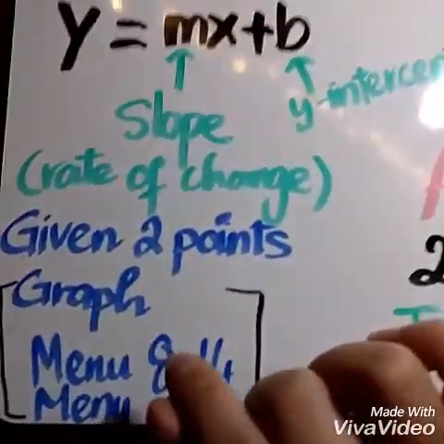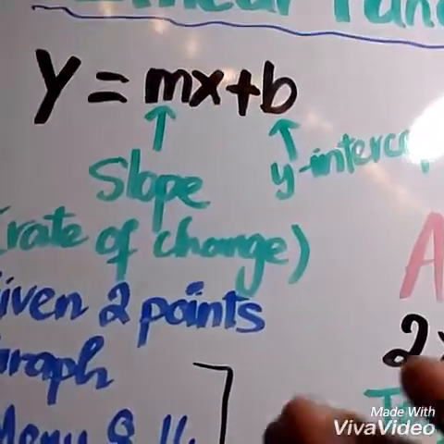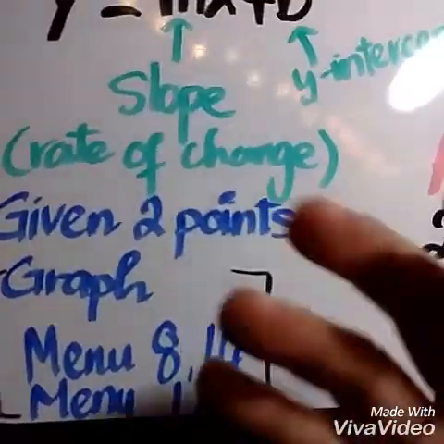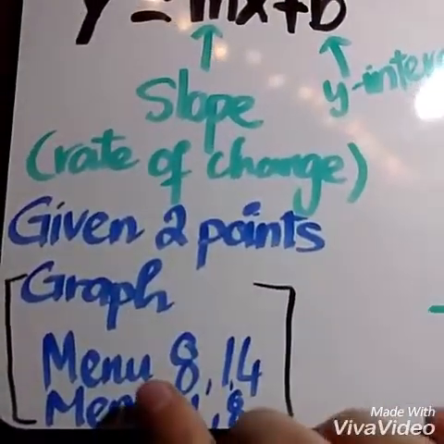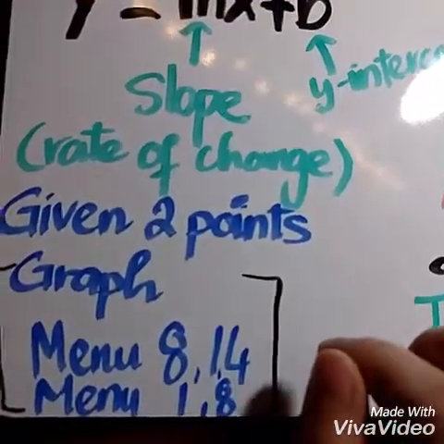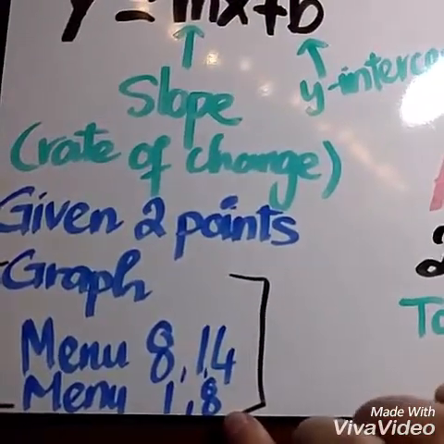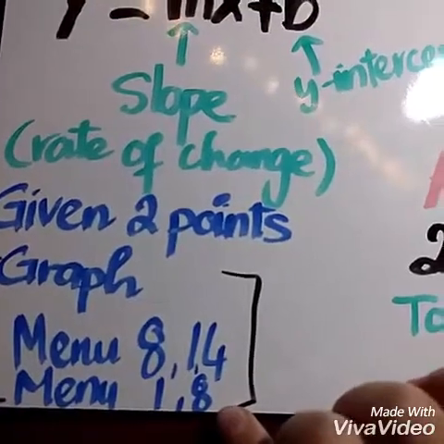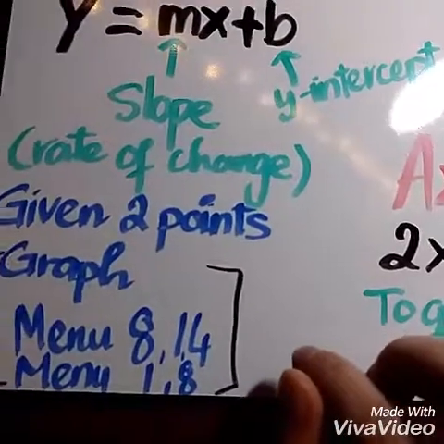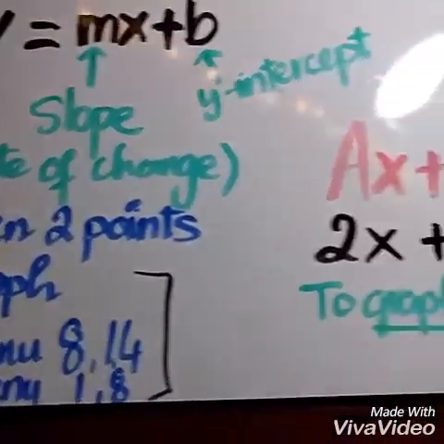Usually they will give us 2 points and ask us to get either the equation or the slope. If they give us 2 points or more than 2 points, we always graph. We press menu A14 to plug in the points, and then menu 18 to get the equation. But remember, when you press menu 18, you must click on the line so that you can see the equation.